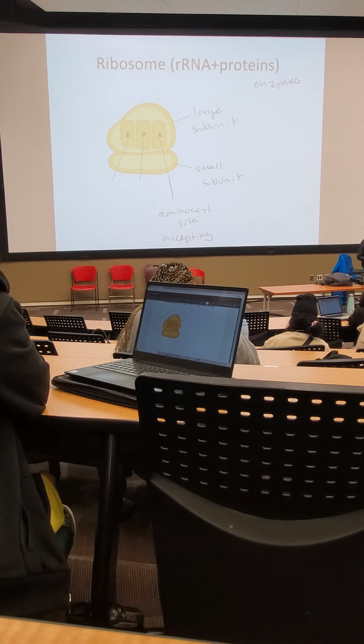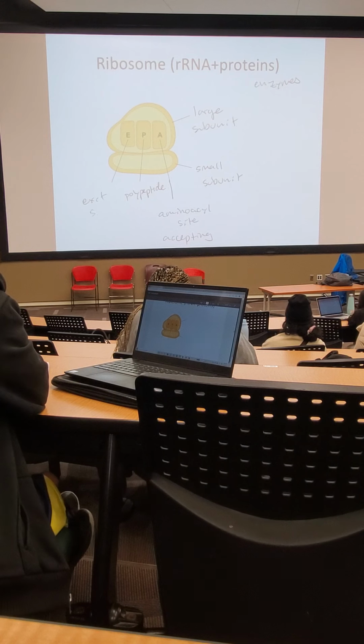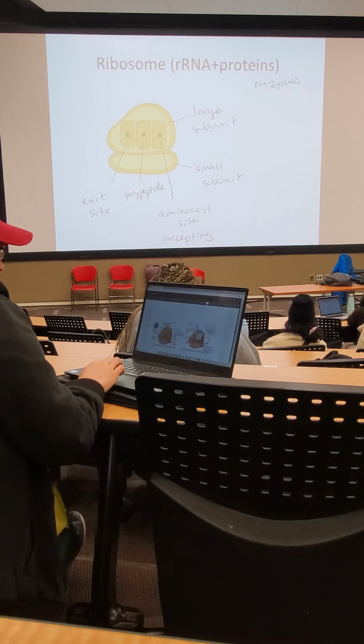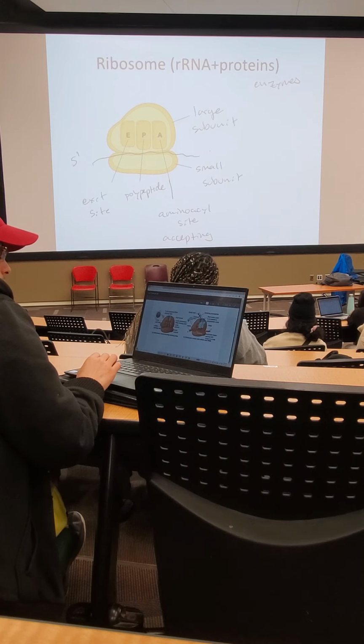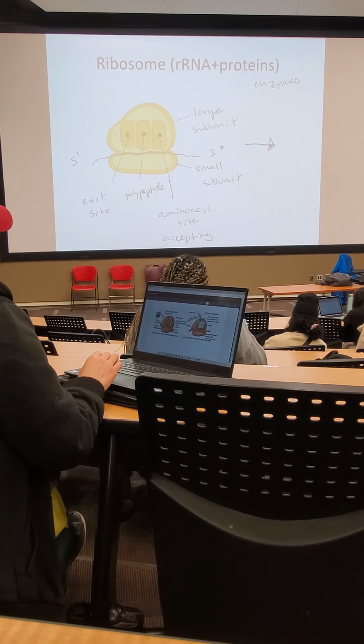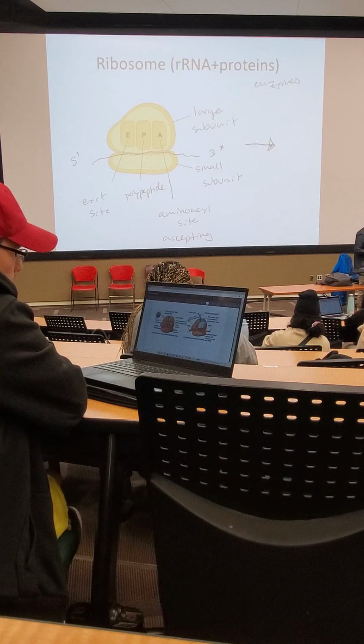So P is the polypeptide site, kind of where this polypeptide is going to start growing. And then E is the exit site. So it has an order, right? It's moving to the right. If this was the 5' end of an RNA, it would be moving in this direction. So tRNAs are going to come to the A, P, E, and then exit.